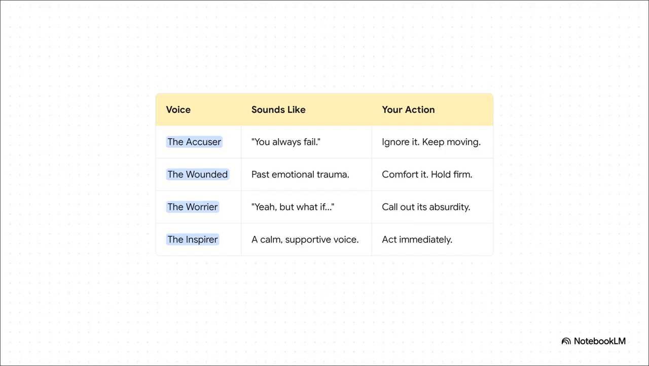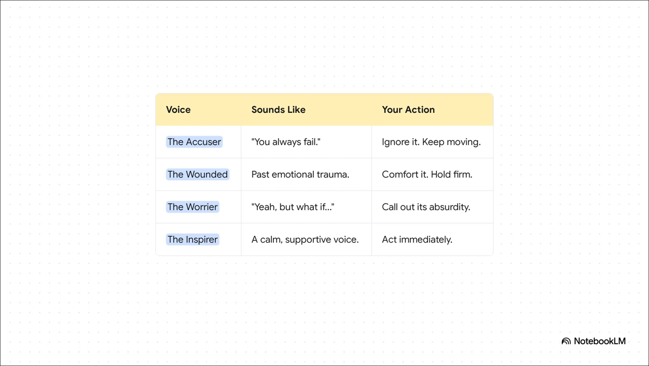And here's the thing. These managers don't all sound the same. Learning to identify their voices is like having a field guide to your own mind. First, you've got the accuser. This is the one that says, "You always fail. Remember what happened last time?" Your job? Ignore it. Don't engage.